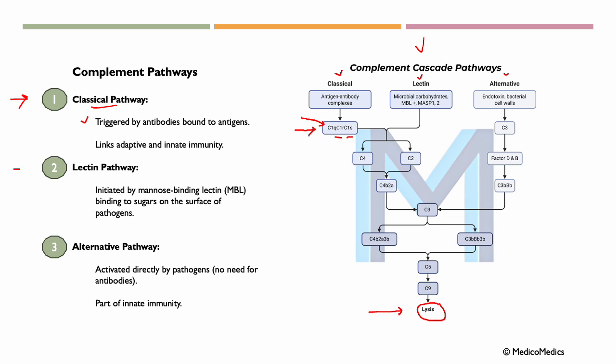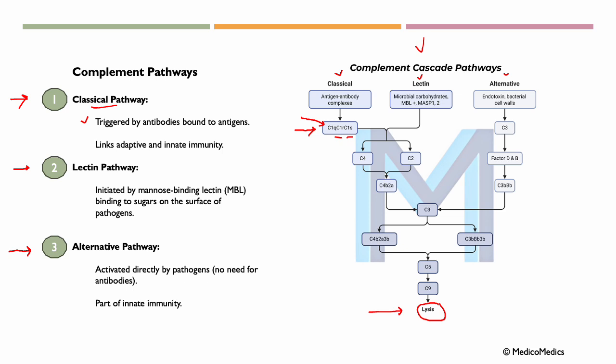Next, we have the lectin pathway. It is activated by microbial carbohydrates, specifically when mannose-binding lectin, or MBL, binds to pathogen surfaces. This activates MASP1 and MASP2.